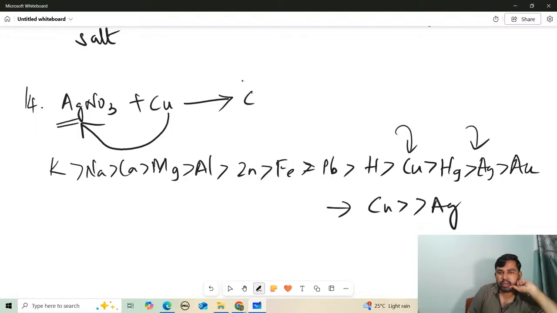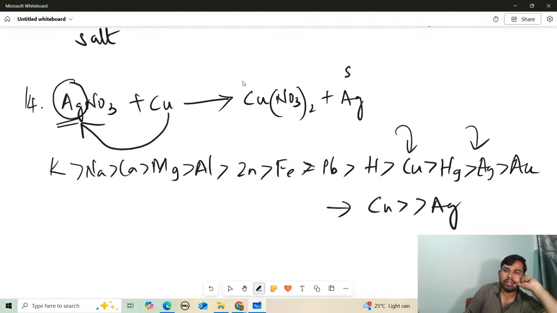Then what happens here? In the place of this silver, copper will come. So it will form Cu(NO3)2 plus Ag. Ag will get separated. What is the color, sir?